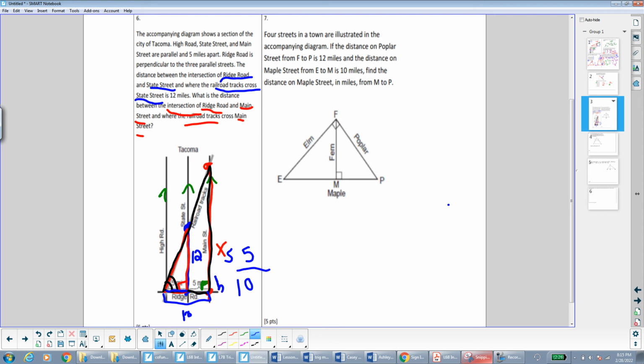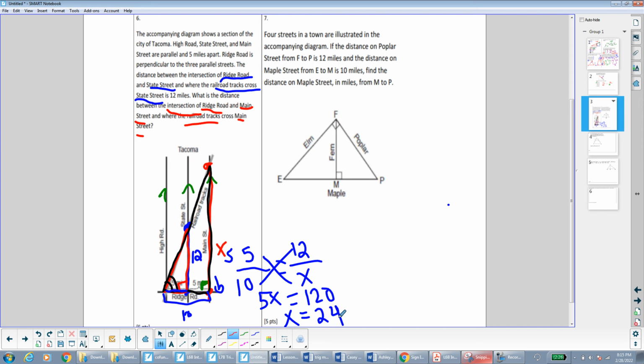So that's from the big triangle. I need another side from the small triangle. The only other side I have is 12 from the small triangle, and the corresponding side to it from the big triangle is the side that we're trying to find, labeled x. If I cross multiply, we have 5x is equal to 10 times 12, which is 120. If we divide both sides by 5, 120 divided by 5 is 24. So we have x is equal to 24.